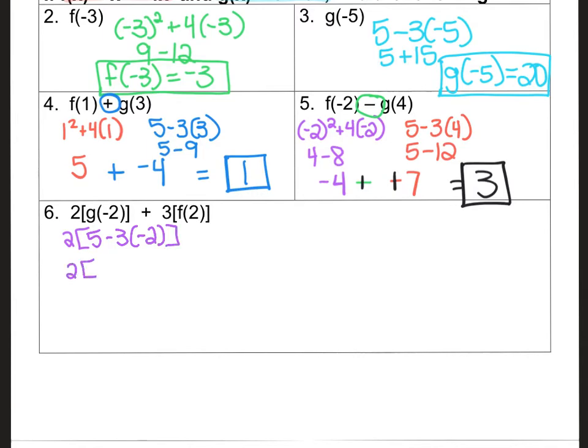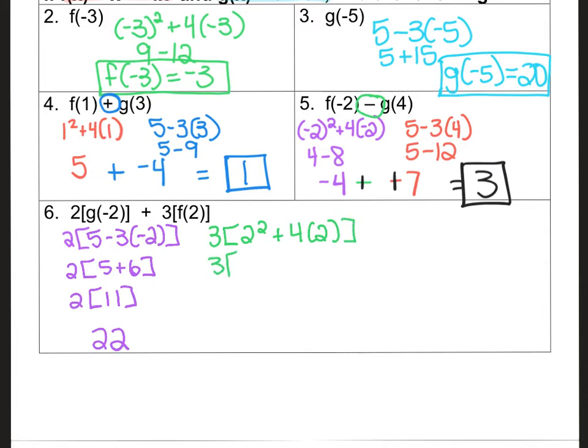So what I get inside the parentheses is 5 plus 6, which we know is 11. So now to finish that part off, I would have to multiply it by the 2 that's on the outside. So I would get an answer of 22 for my g of negative 2. So then I'm going to use my f of x rule, but I do have a 3 on the outside that I'm just going to leave there for now. And so my f of x rule is x squared plus 4 times x.